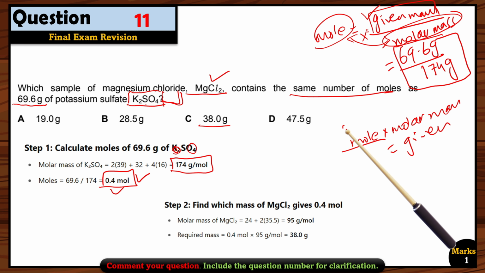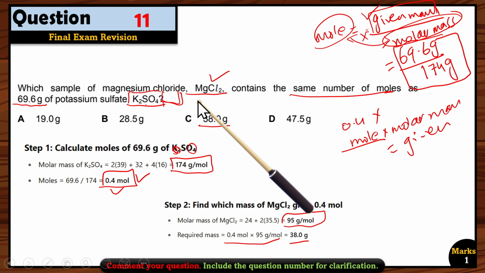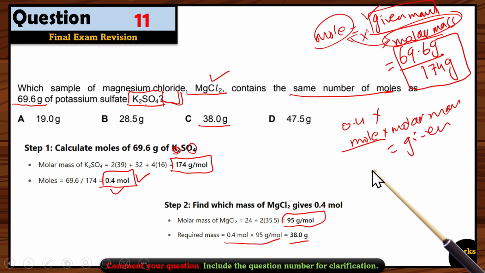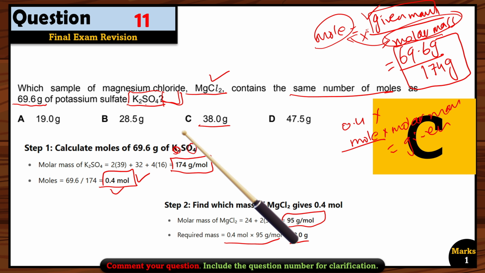So what is the moles? Moles is 0.4, right? And the molar mass of magnesium chloride is 95 grams. Simple. So 95 into 0.4, you will get 38 grams. So 38 gram of MgCl2 and 69.6 gram of potassium sulfate both have how many moles? Same number of moles, that is 0.4. So our option C is the right option.